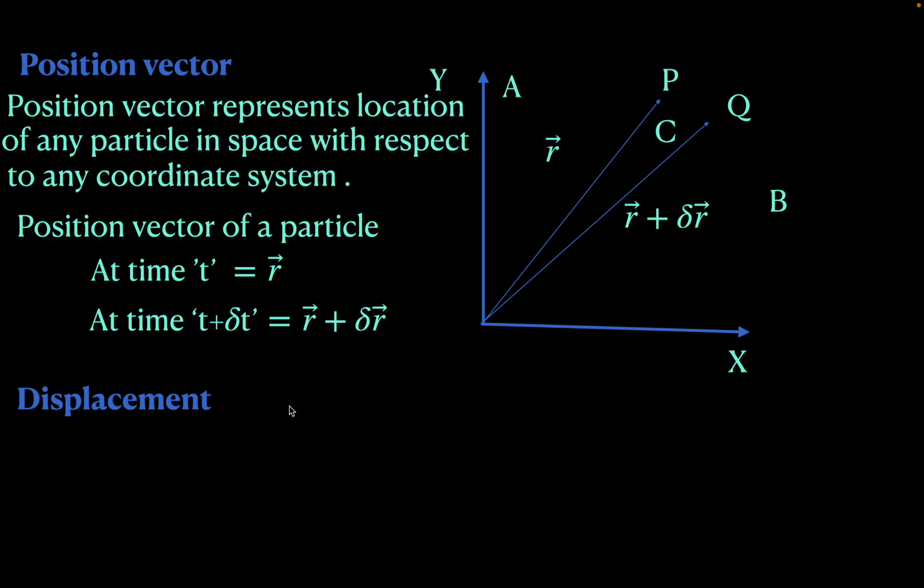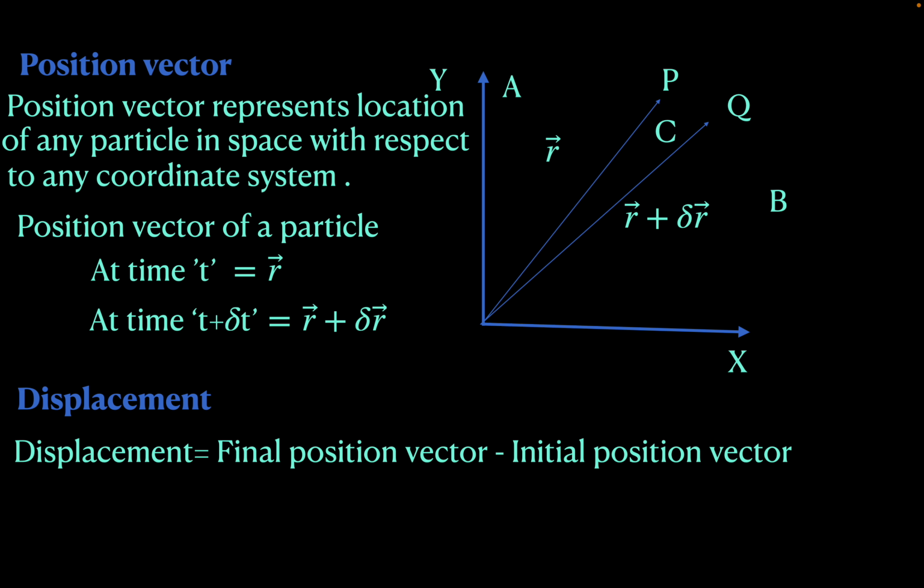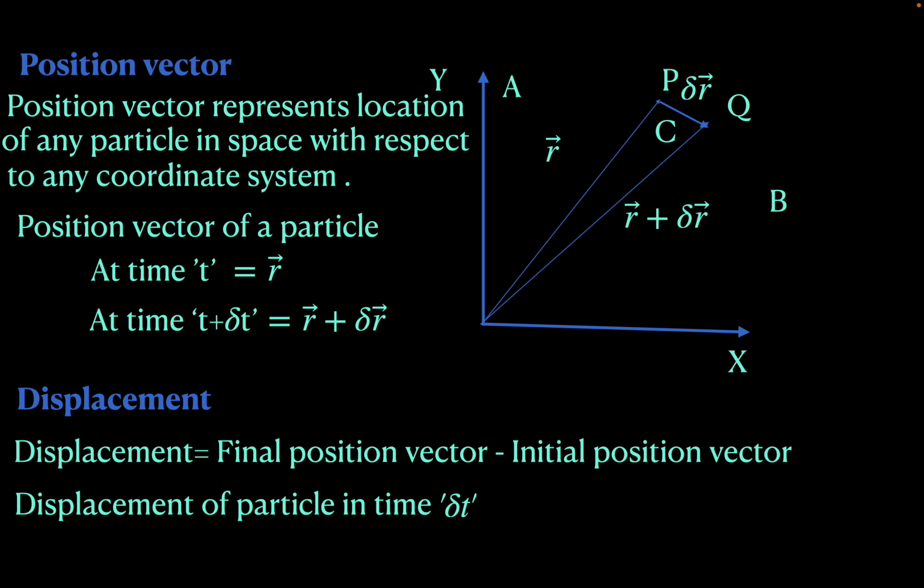Now let's discuss displacement. Displacement is obtained by subtracting the initial position vector from the final position vector. In this movement of the particle from point P to Q in time delta t, the displacement of the particle is obtained by subtracting the position vector of point P from the position vector of point Q. So we can obtain the displacement by subtracting vector r from vector r plus delta r. So the displacement is vector delta r in the time duration delta t.